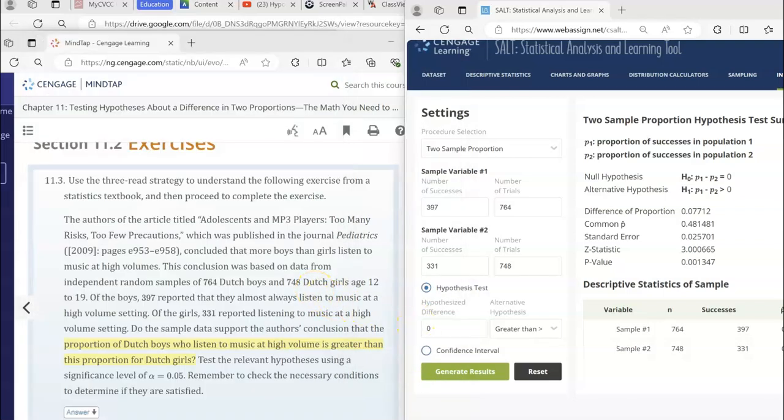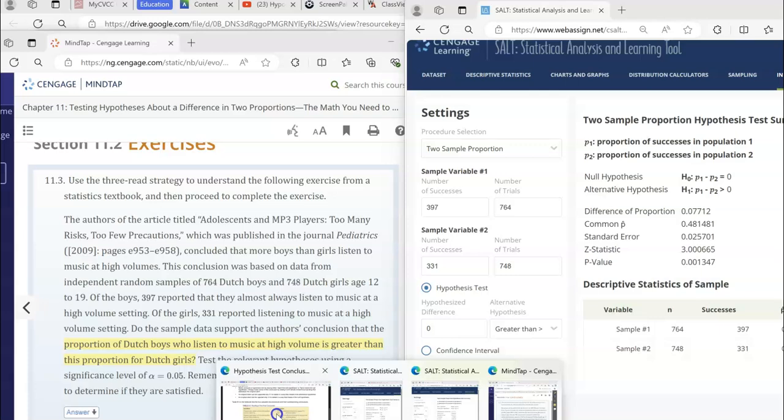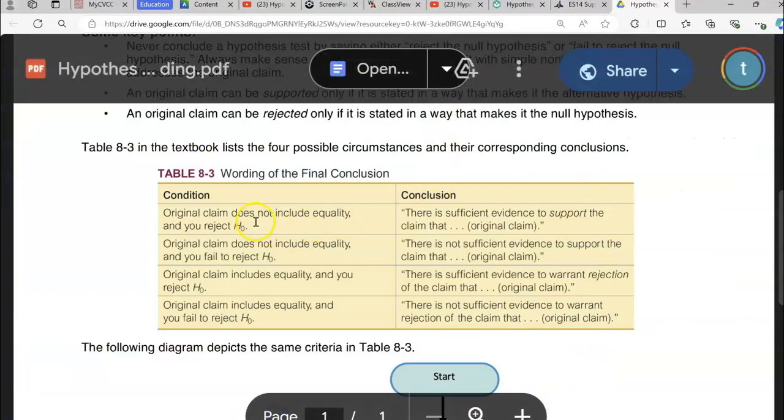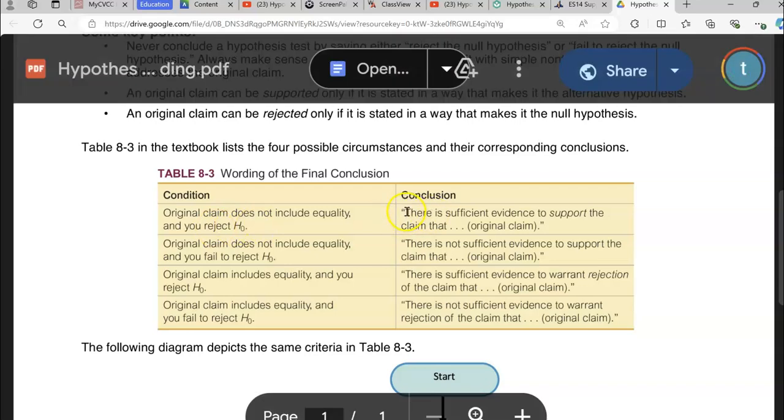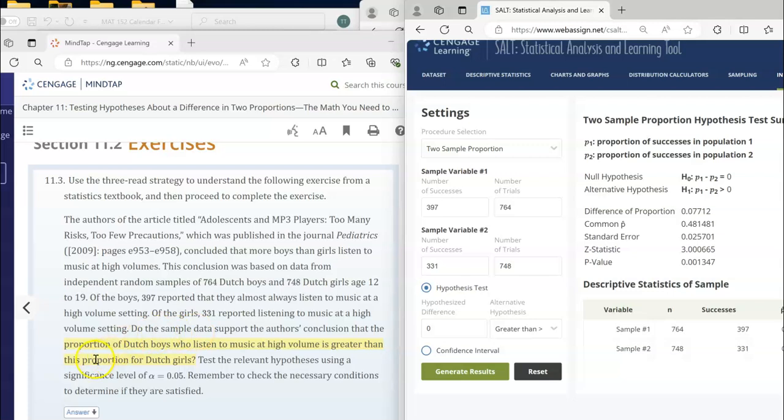So how would we phrase that final conclusion? We're going to go back to our table. The original claim does not have an equality, and we rejected H naught. So there is sufficient evidence to support the claim that the proportion of Dutch boys who listen to music at a high volume is greater than the proportion for Dutch girls.